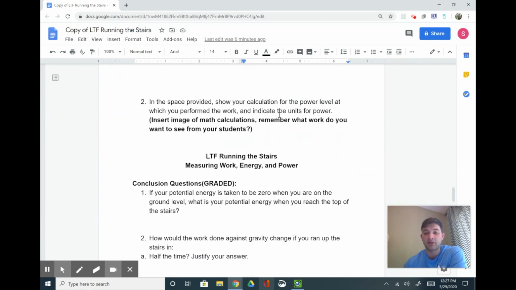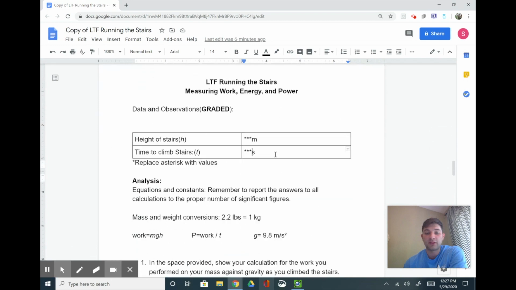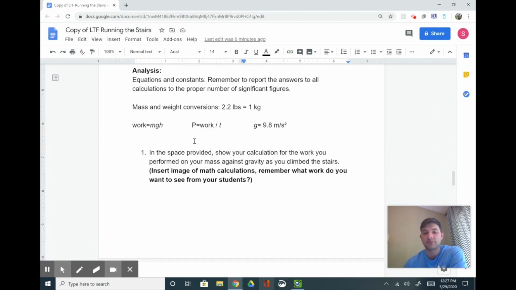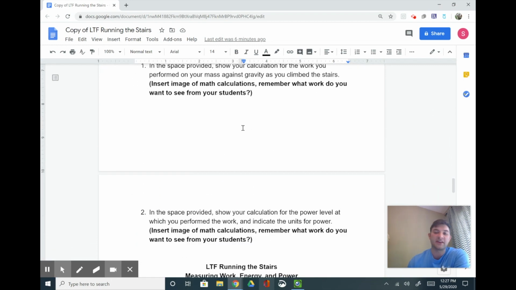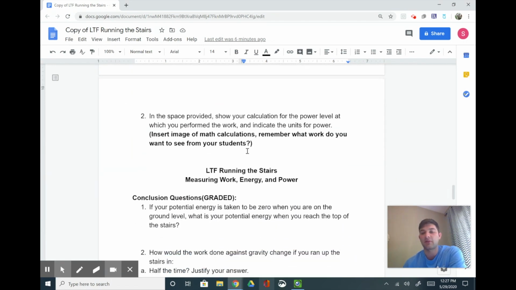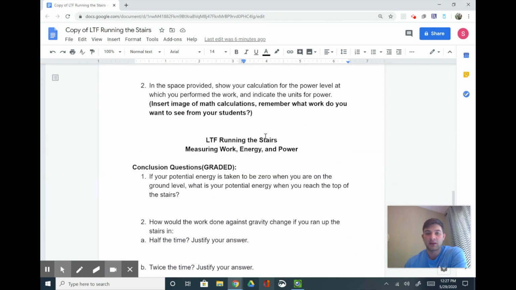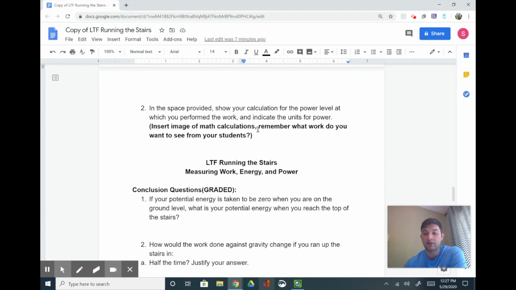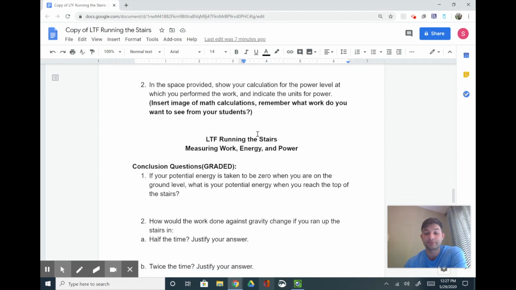So for number 2, it's kind of the same thing. You're going to be calculating power. Again, the power formula is right here: work divided by time. So it does build upon itself. You're going to use the answer from the previous problem to get that one. That one's not too bad. And again, make sure you put the correct units for that, and you get your students to say it's watts.